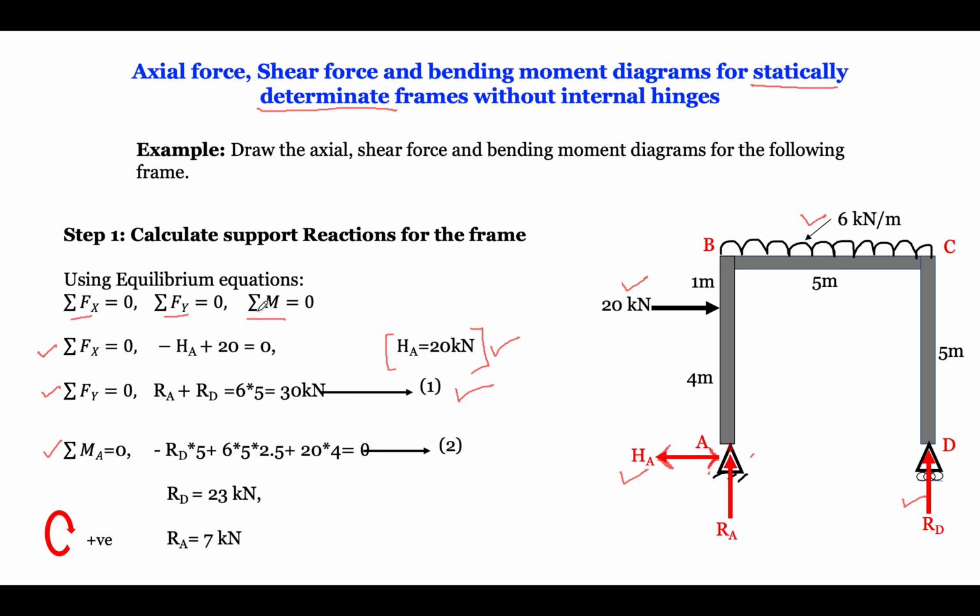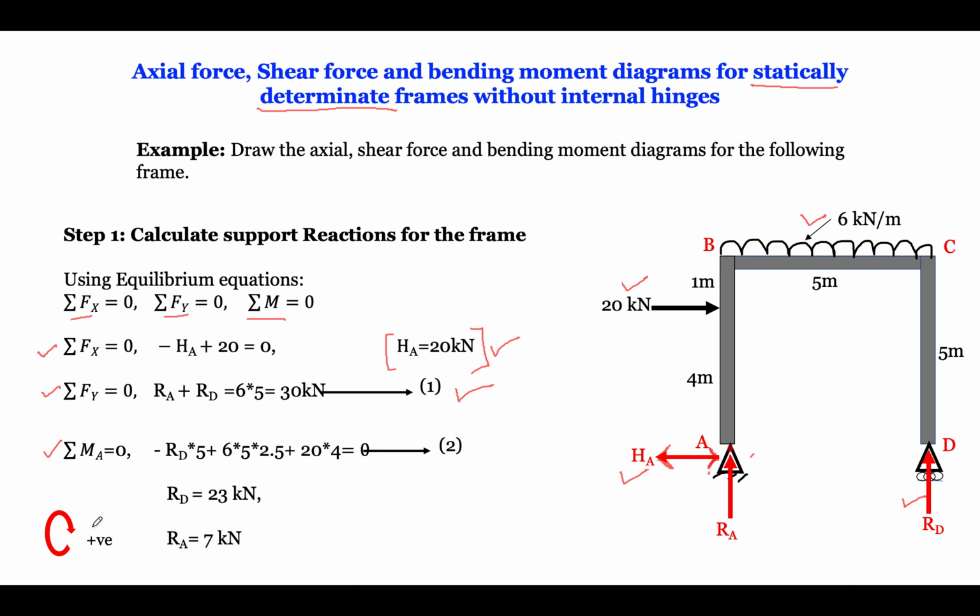Now whenever a moment is there, let us assume clockwise is positive. It's up to you if you want to consider anti-clockwise positive. There is full freedom. It's up to your own wish what sign convention we want to consider. But whatever we consider, stay with that and don't change it while solving the problem. Keep it consistent. Then the answer will not be wrong.